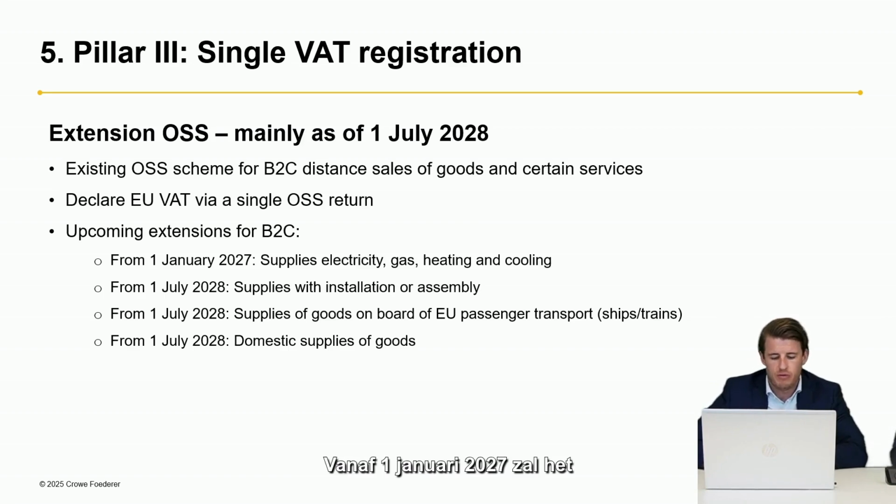From 1 January 2027, it will be extended to supplies of electricity, gas, heating and cooling. And from 1 July 2028, the OSS will be extended with B2C supplies with installation or assembly, B2C supplies of goods on board of EU passenger transport, think about ships and trains, and also from 1 July 2028, B2C domestic supplies of goods will be captured by the OSS scheme.